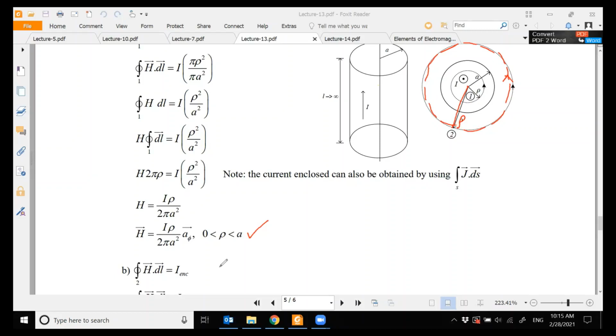So if I apply here, what should I get? Yes, can anybody tell me? The closed line integral of H bar dot dl bar is equal to the current enclosed. So what will be the current enclosed? Mr. Mishal, can you tell me? What will be the current enclosed in this Ampere in loop?